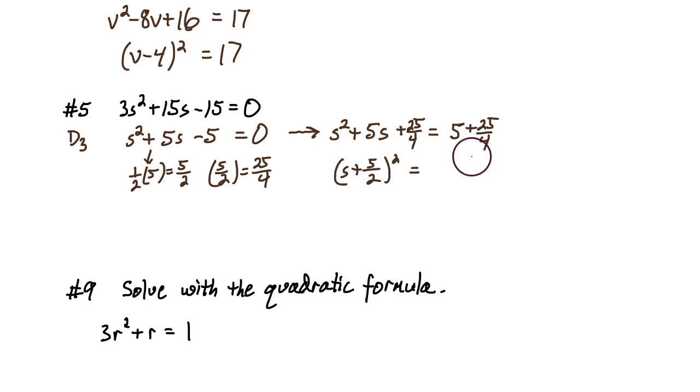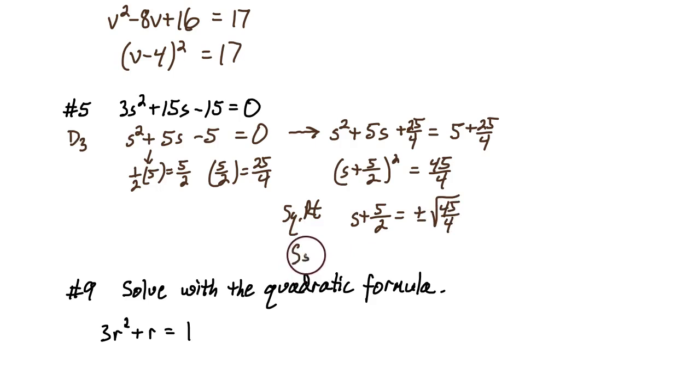So we delayed having to do a difficult math problem until this point in time, but now we can't get around it. We have to add these together. If I change 5 into a fraction with a denominator of 4, it would be 20 over 4. And 20 over 4 plus 25 over 4 is 45 over 4. Now let's do square roots. So we get s plus 5 halves equals the positive and negative square root of 45 over 4. Then subtract 5 halves from both sides. We get s equals negative 5 halves plus or minus the square root of 45 over 4.